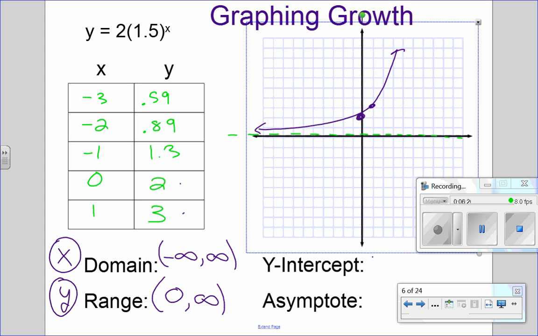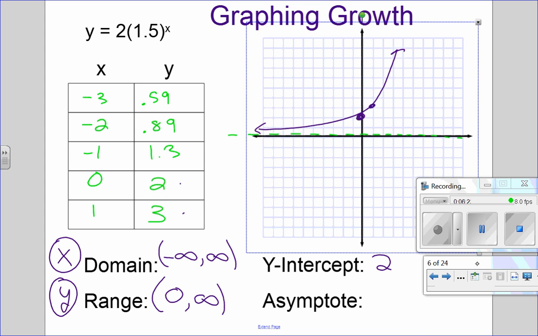Got 2, very good. And the asymptote is the line y equals 0. It's this line right here, y equals 0. It's a horizontal line going through all those y values of 0. That's pretty much always going to be your asymptote.